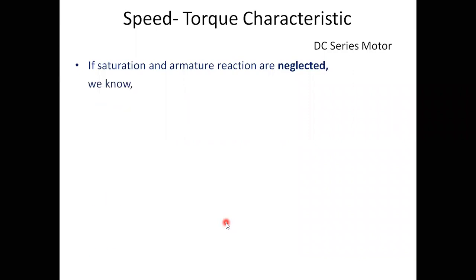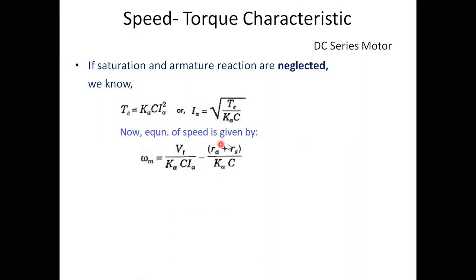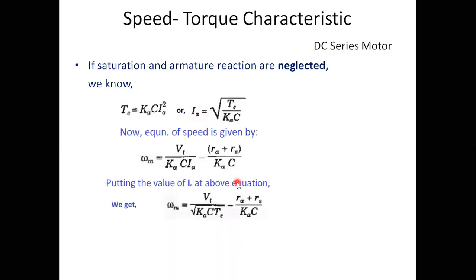Speed torque characteristics. If saturation and armature reaction are neglected, we know T is equal to A C Ia square, or Ia is equal to root over of T by A C. From this equation, we can derive the equation of Ia. Now, the equation of speed is given by omega m is equal to Vt by K C Ia minus (Ra plus Rs) by K C, that we already derived. Now, put the value of Ia in this equation. It will give the equation relating speed and torque.